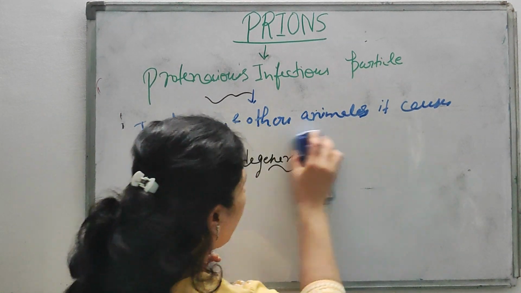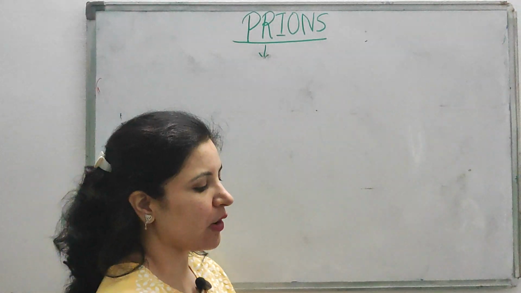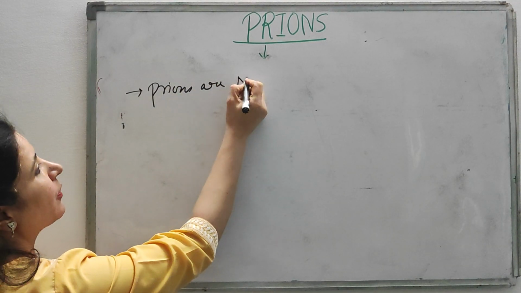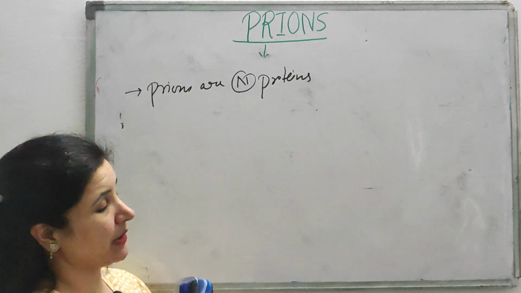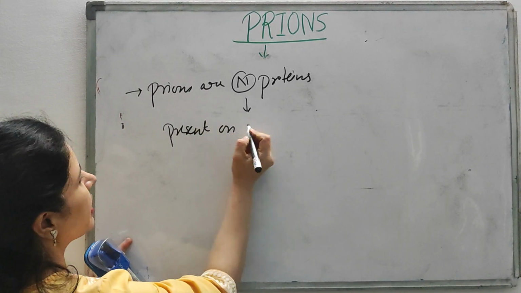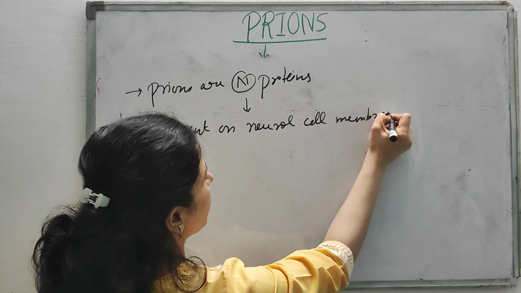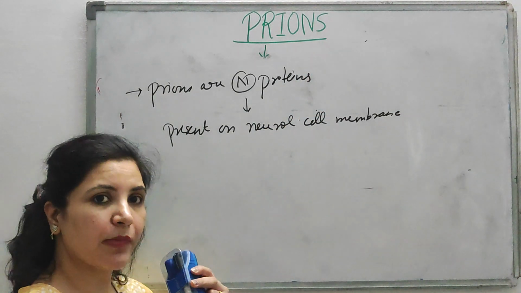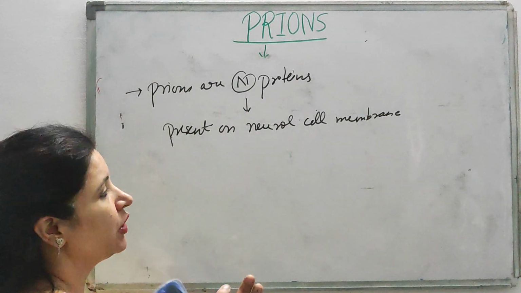Later, a lot of research was done in this field, and the final conclusion came from studies that these prions are nothing but normal proteins. The scientists finally concluded that these are normal proteins present on the neuronal cell membrane, normally present in all human beings and all animals. These proteins are present on the cell membrane of your neurons.